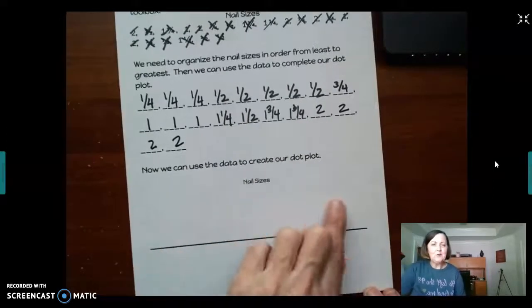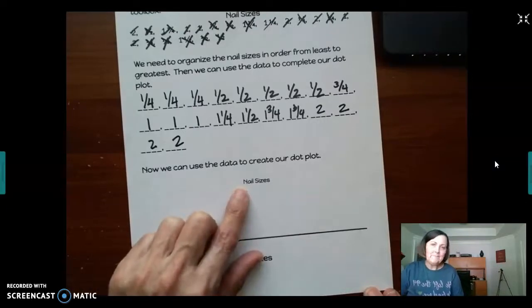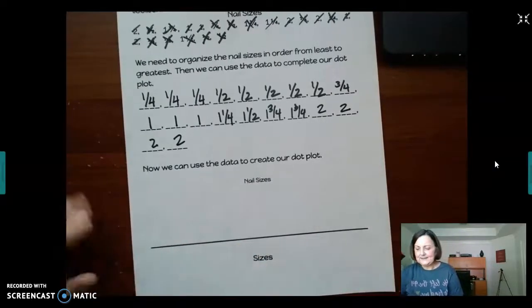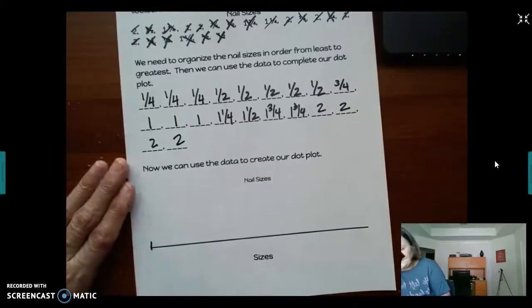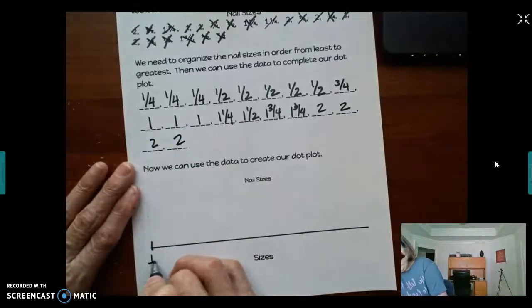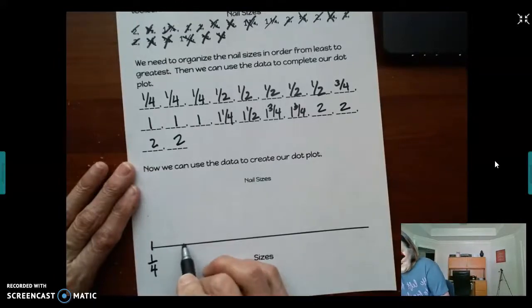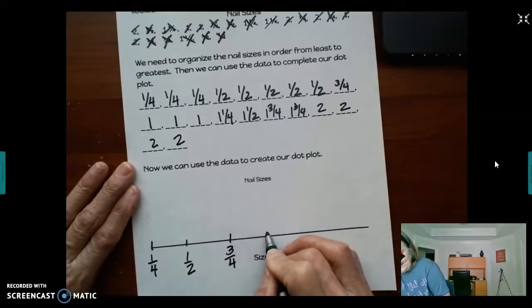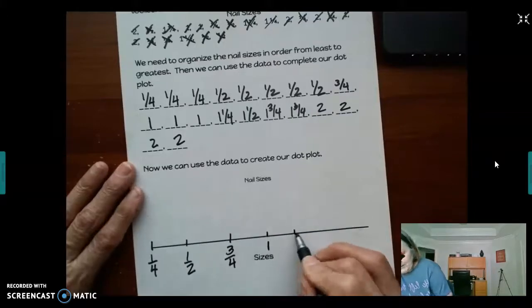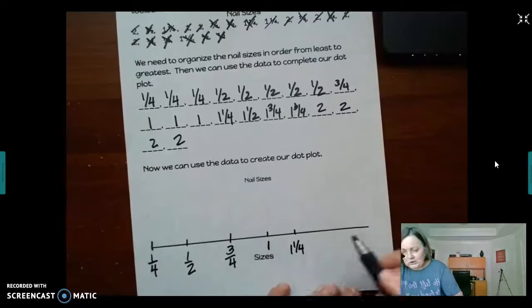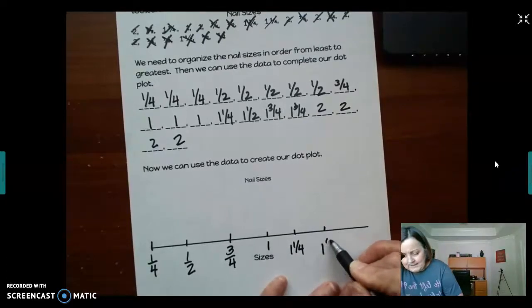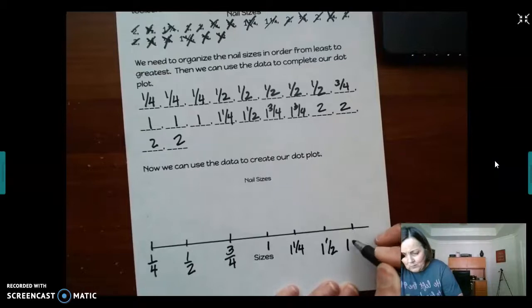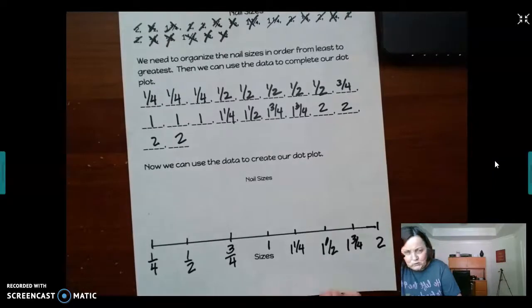So again, we're going to start off with a number line, and I already have my labels, my nail sizes, and these are the sizes. We're going to start with the smallest size, which is 1/4 inch. And then we have 1/2 of an inch. And then we have 3/4 inches. And nails that are 1 inch. And then we have 1 1/4 inch. 1 1/2. 1 3/4. And last is 2 inches.